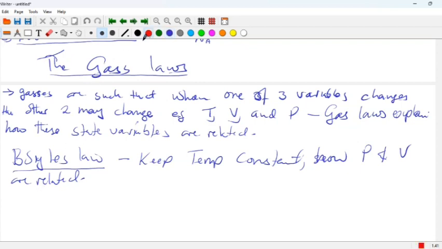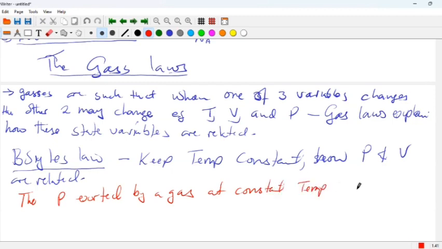And Boyle discovered that the pressure that is exerted by a gas at constant temperature is inversely proportional to the volume in which it is enclosed.